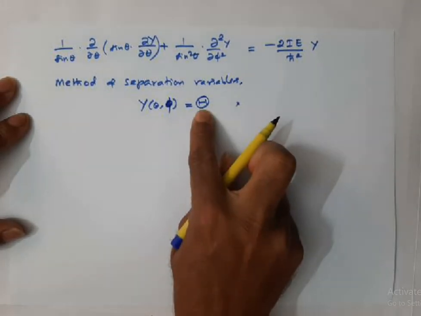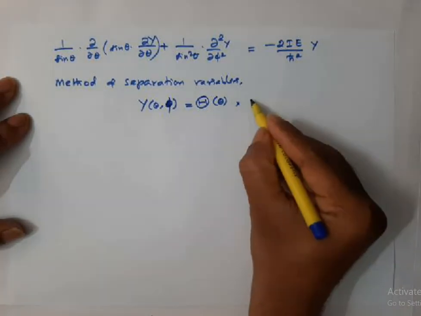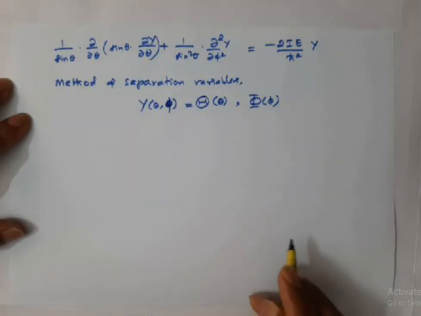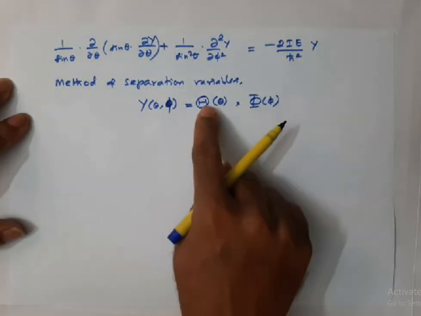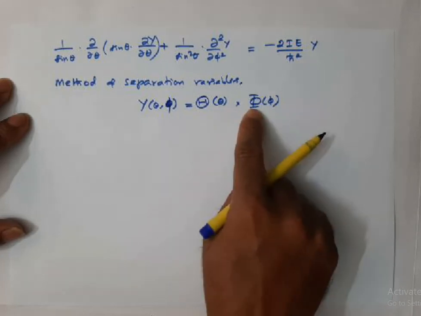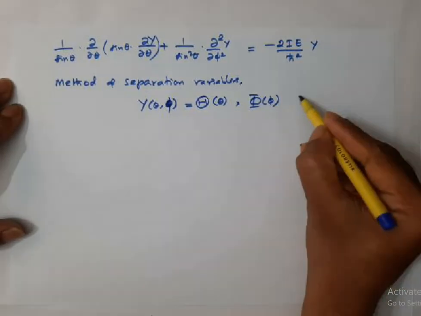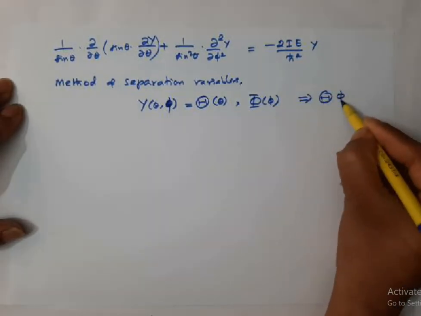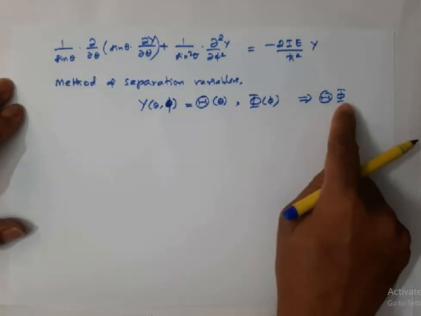Okay, big Theta, which depends on the variable theta, and the other one is big Phi, which depends on the variable phi. This is the usual notation. Y is divided into two functions: one depends on theta alone, the other depends on phi alone. You can also write this simply as Theta into Phi. Every time you need not write theta, phi like that; you can put just Theta and Phi.